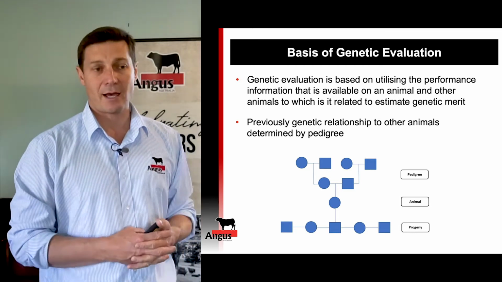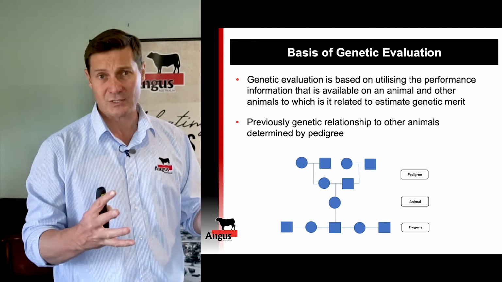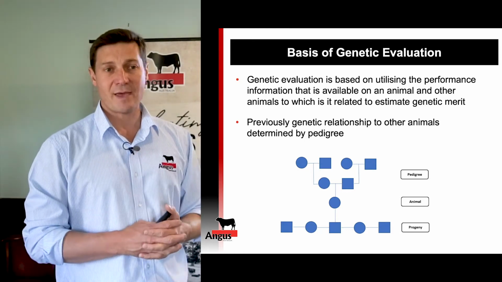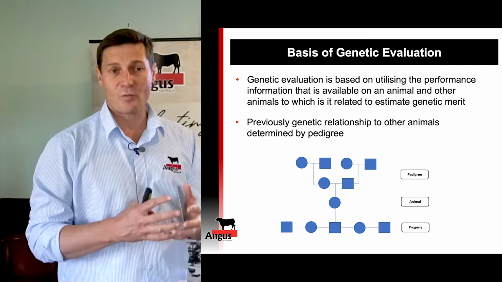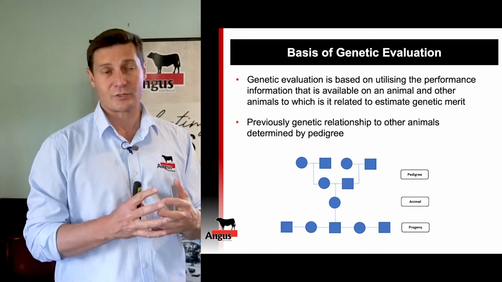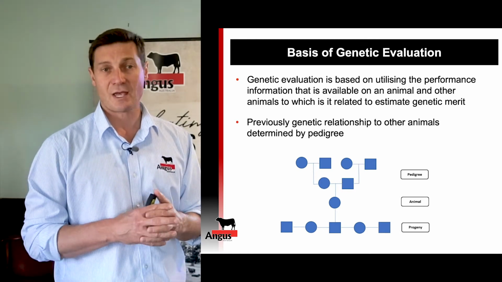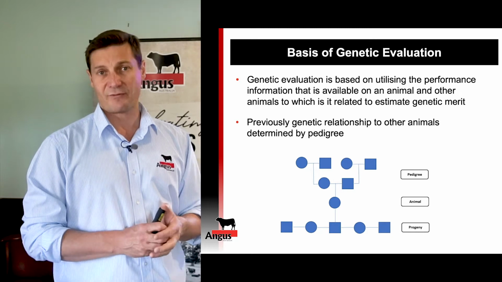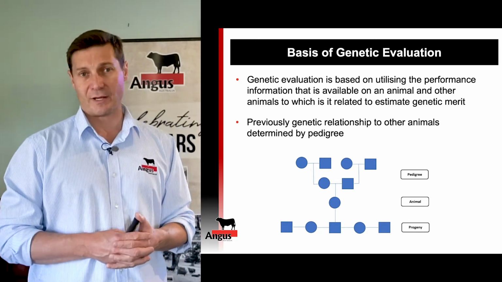If we think about how we've been running genetic evaluation for the last 30 years or so, the basic method was that we had performance information on the animal for which we're trying to predict genetic merit. We've got performance information on its relatives, and we use both those sources of information to predict what that animal's breeding value is.